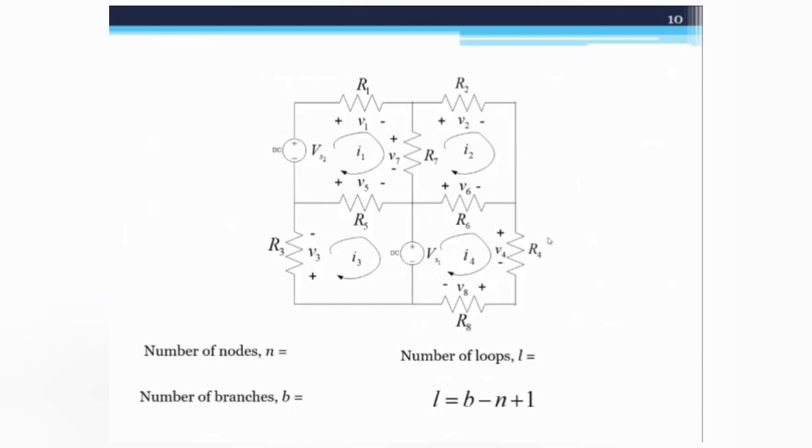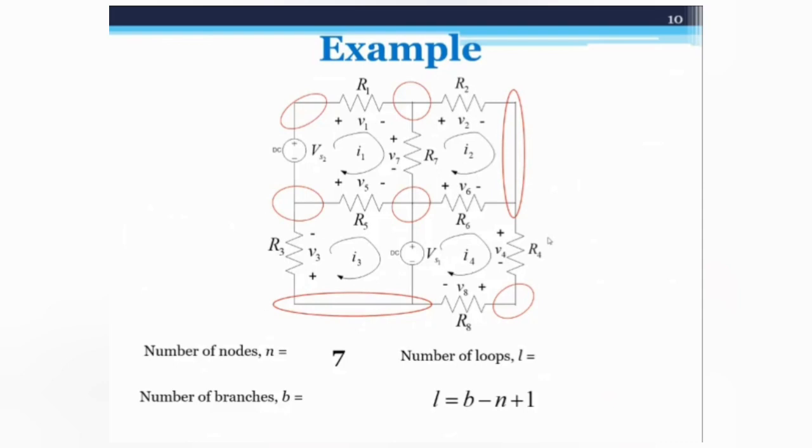Here the total number of nodes is 7. Total 7 nodes are there. Loops are 4 and branches are 10. 10 branches are there.